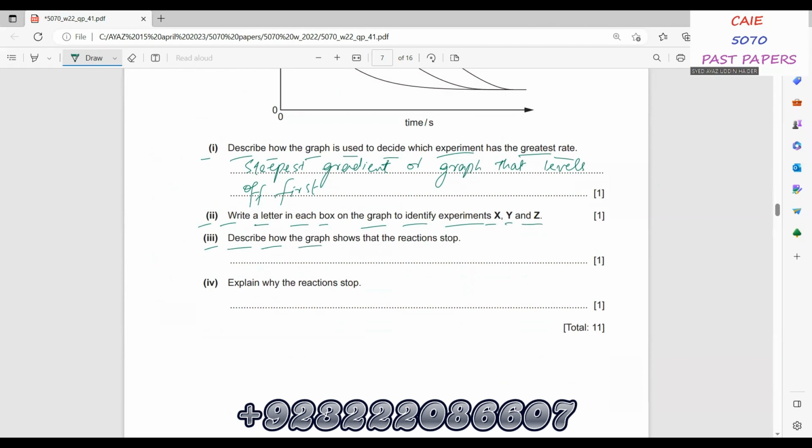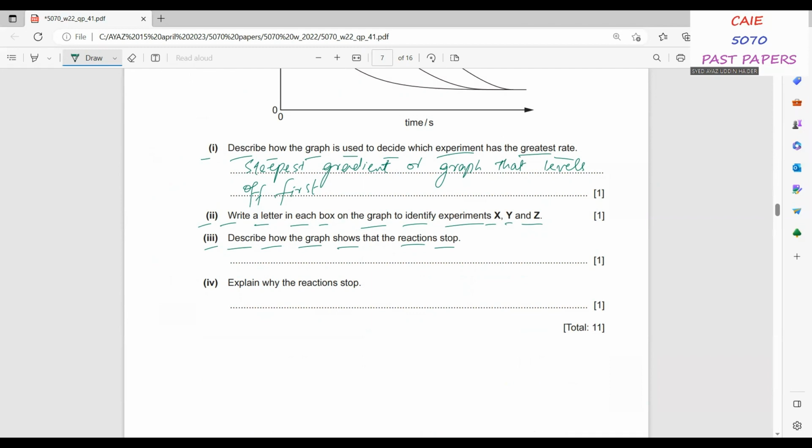3, describe how the graph shows that the reaction stopped. The graph levels off, or graph becomes horizontal. Or you can write gradient becomes 0. Number 4, explain why the reactions stop. The calcium carbonate is used up.